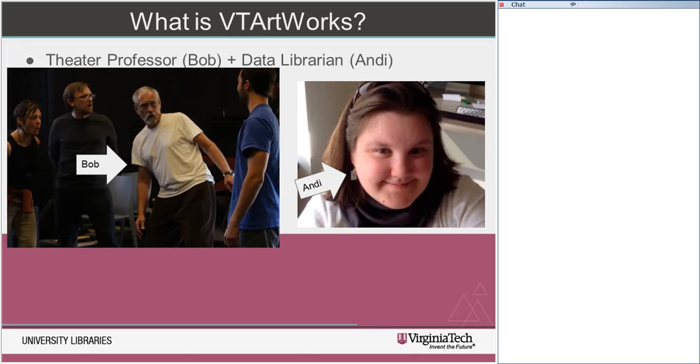But for the sake of simplicity, let's just start with the team. So about 3 years ago, Bob Leonard, who you'll see pictured here on the left in the white shirt, doing something theatery, he came to the libraries at Virginia Tech for help with a digital repository. So at the time, I was temporarily covering digital humanities projects for the library. So the powers that be forwarded Bob's email request to me.